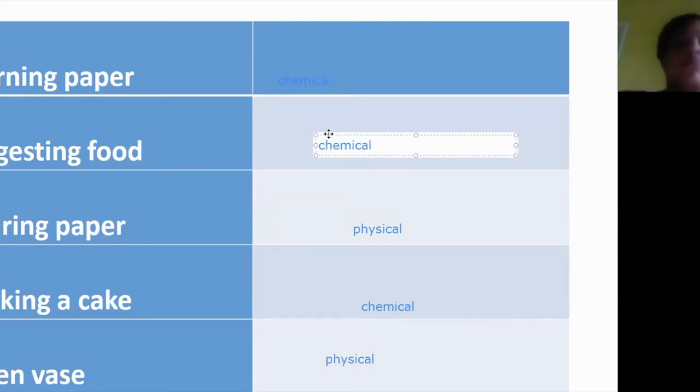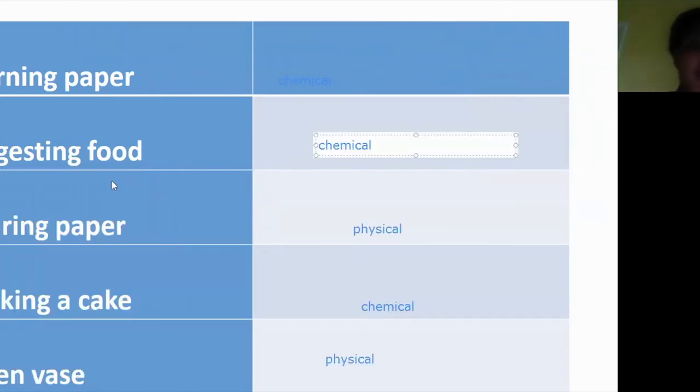So burning paper, chemical. Digesting food, chemical. Number 8 is tearing paper. Number 9 is baking a cake, that's chemical. And number 10 is a broken vase.